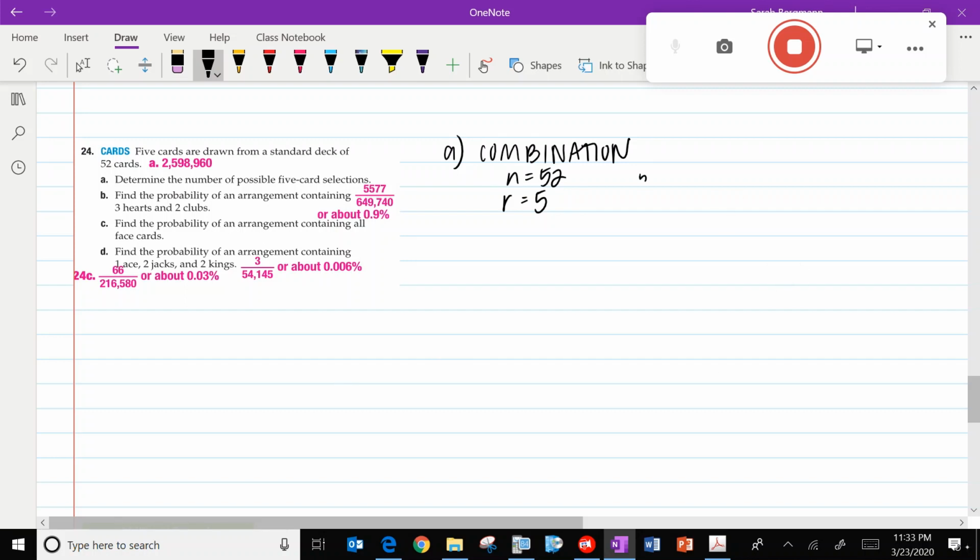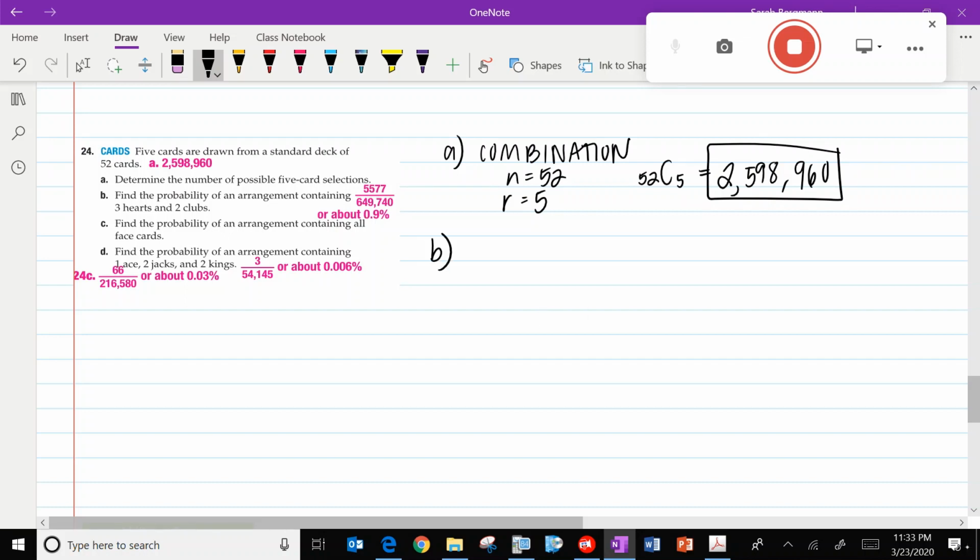So what I need to do is 52 choose 5 on your calculator, and you should get 2,598,960. That's how many possible 5-card selections there are.